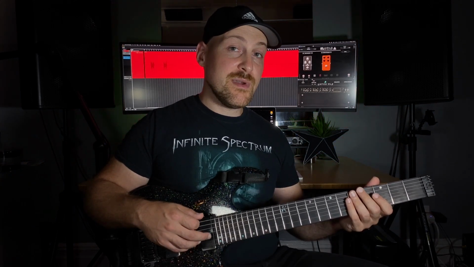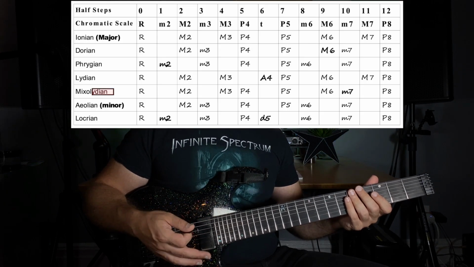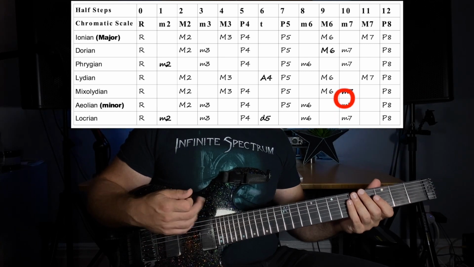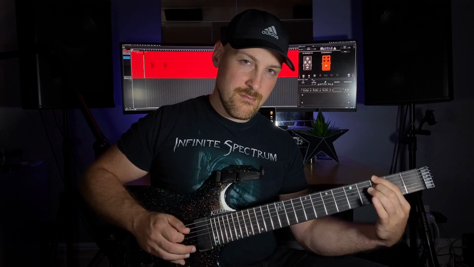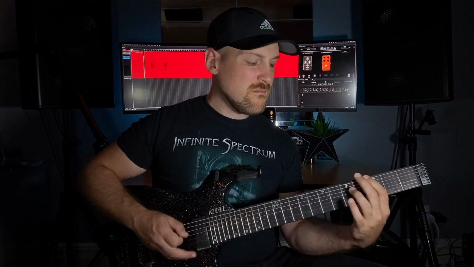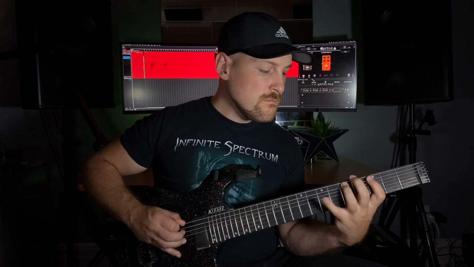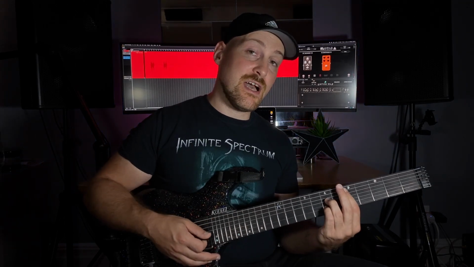The other cool mode in the major scale, which you could utilize with a major chord, is the Mixolydian mode, and that one is basically like a major scale with a flat seventh. And that mode is basically outlining a dominant 7th chord.